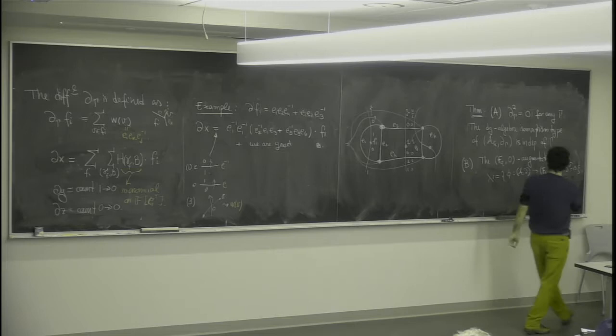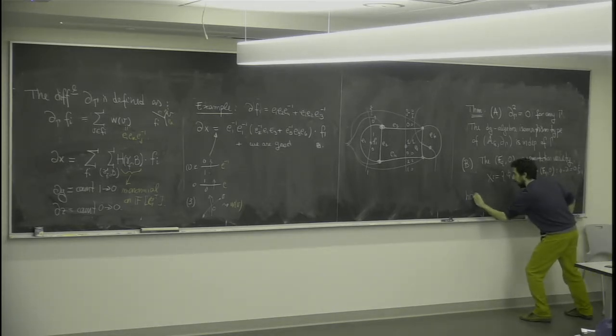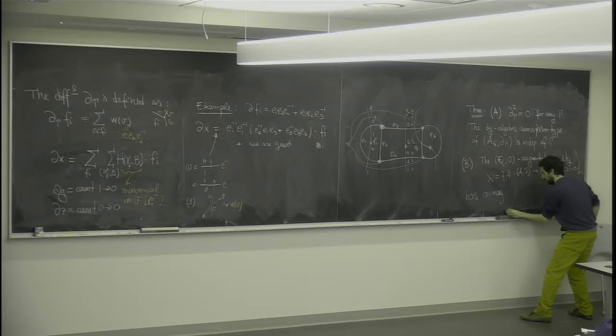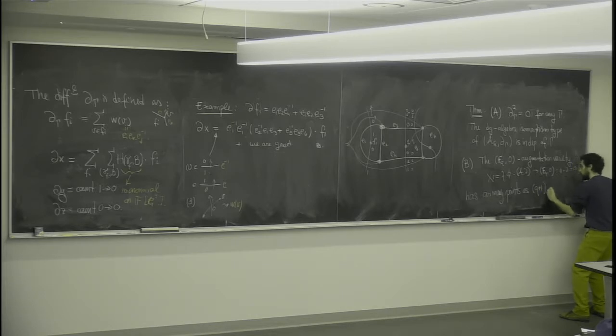So this is the F_q augmentation variety, and it has exactly as many points as q plus 1 colorings.